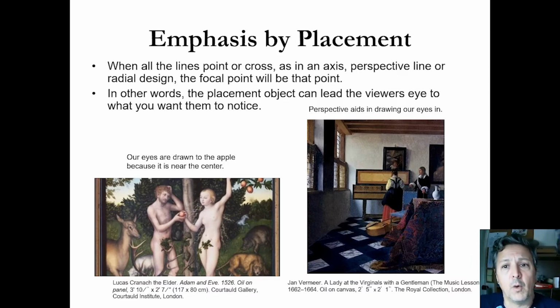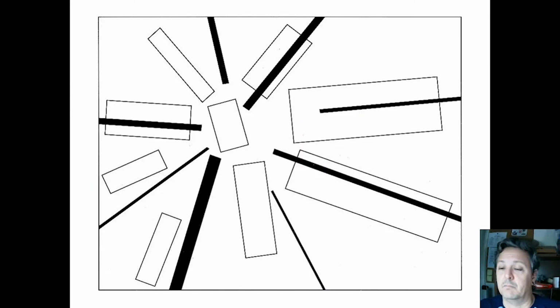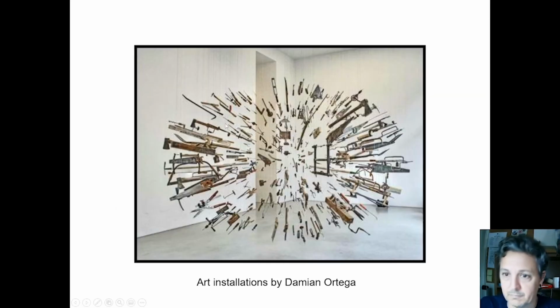So placement. When all the lines point or cross as an axis, perspective line, radial design, what have you, the focal point will be that point. So radial balance has a very strong focal point. Wherever that radial or that spiral is, that is going to be a focal point, and that is placement. Such as this. This is radial, and it's all about this square right here in the middle. Or, this is a nice installation where you have all these tools emanating from a center point right in here.